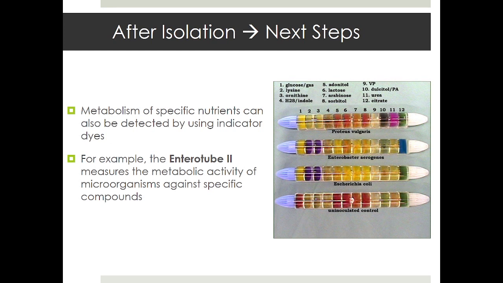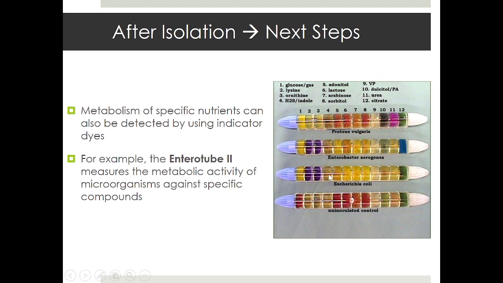The EnteroTube 2 test is a phenomenal tool that allows us to identify the metabolic properties of a bacterium with many different media contained in one test. Each one of these individual wells, labeled 1 through 12, have a different type of detection agent in them, and depending on what bacteria you introduce, they will either grow well on each of those 12 media or not. The different combinations that can result from that will give you some insight into which species that you have.